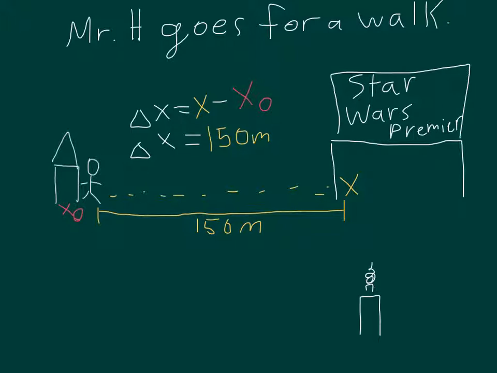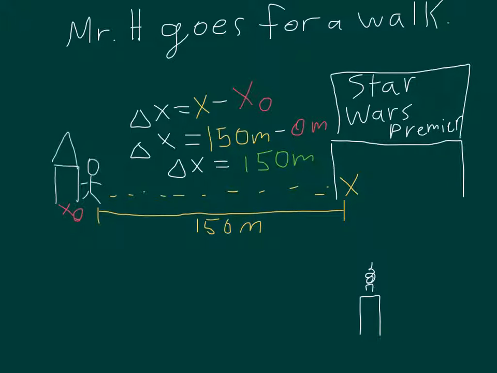And I'm going to subtract from that my starting position. In this case, my starting position is essentially 0 meters, where I started. And therefore, my displacement for this particular case would end up being a positive 150 meters.